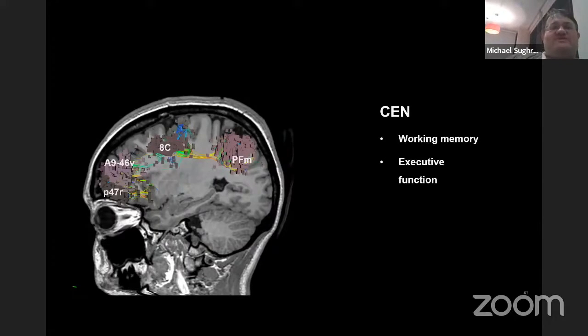Now, when we start looking at the central executive network, it's actually a fairly complex network. Notice that it has very thin fibers. Okay, so that's the key thing. It takes a lot of work to see these things.